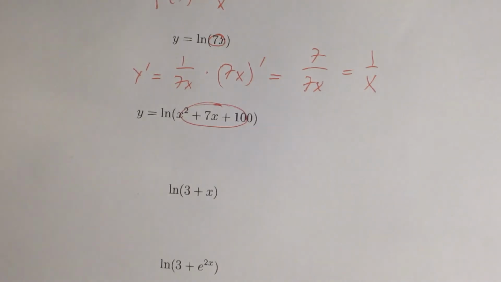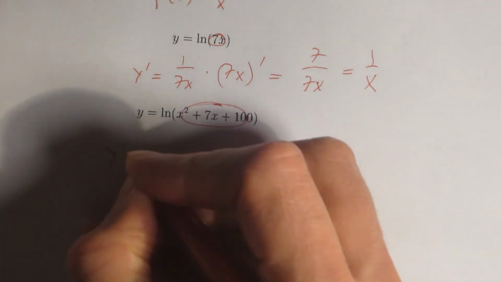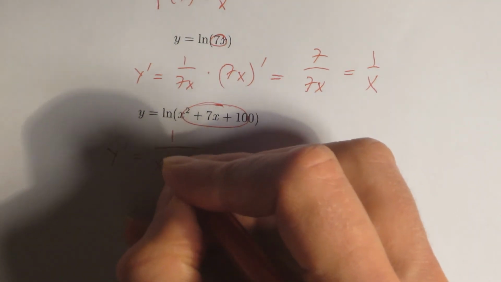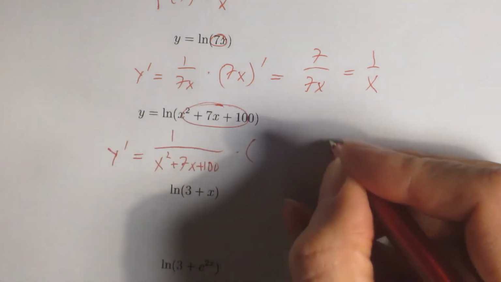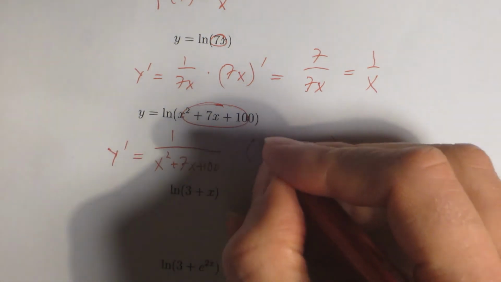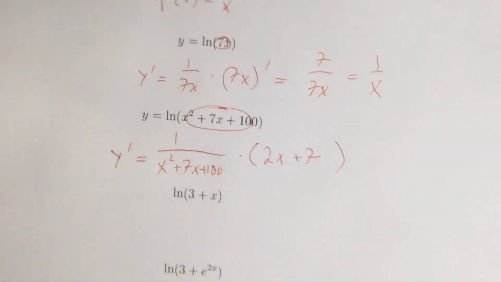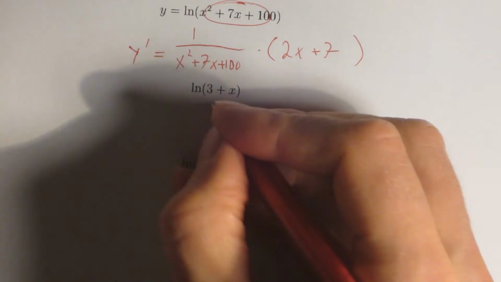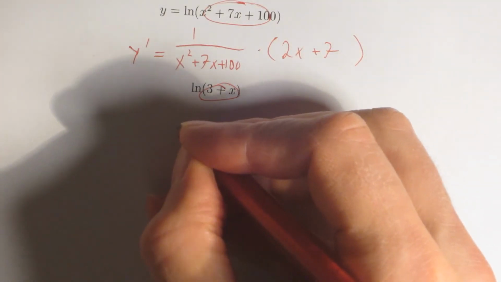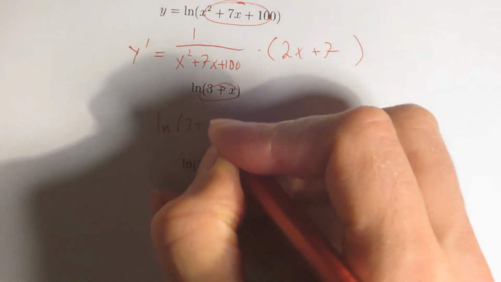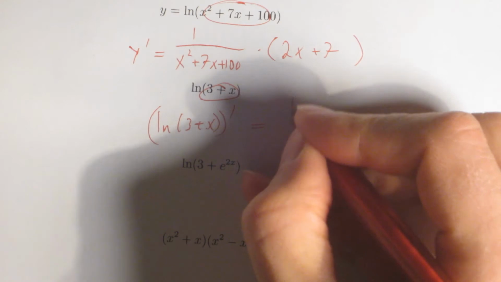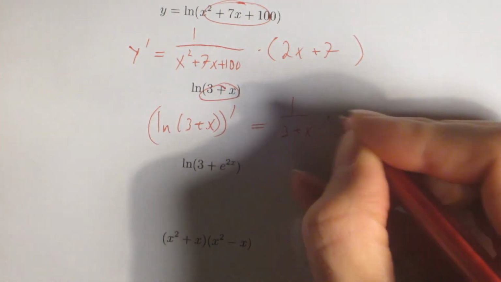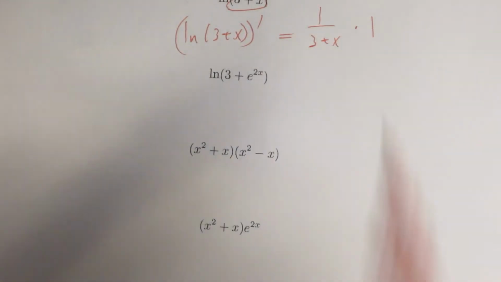Same thing, this is your inner function, you use the chain rule, so y prime is 1 over the inner function, and then you multiply by the inner function's derivative. Same story again. ln of 3 plus x, if you differentiate it, so prime symbol indicates differentiation, you get 1 over 3 plus x times 1. Please write out times 1.